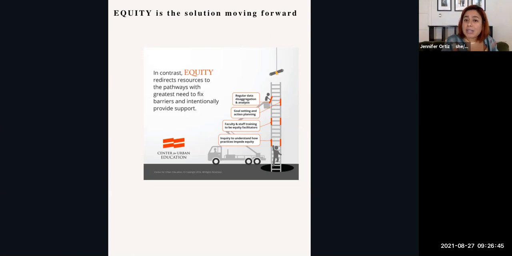So, goal setting and action planning. Some of the inquiry questions that I gave you earlier are a good way to start thinking about these things. Faculty and staff training to be equity facilitators. Leslie and the team have been doing this, and my division does a lot of work around this, really putting more resources into our toolkits so that we could be more mindful and more strategic. And inquiry to understand how practices impede equity.